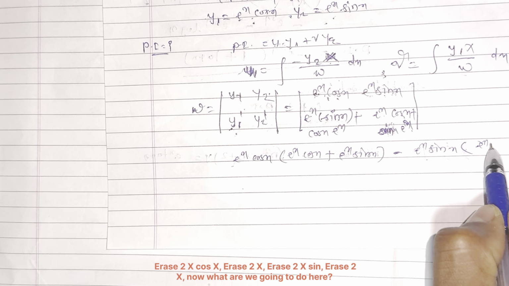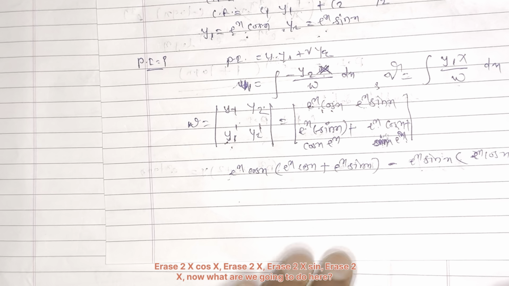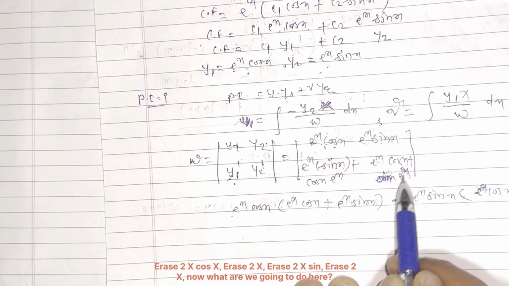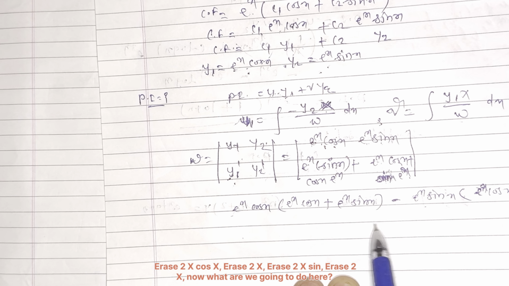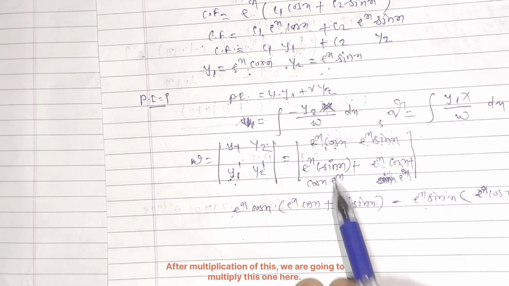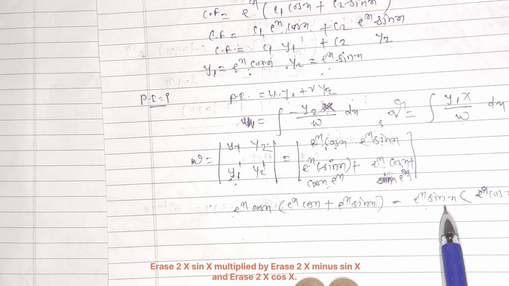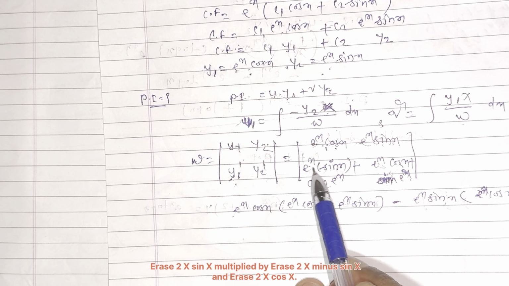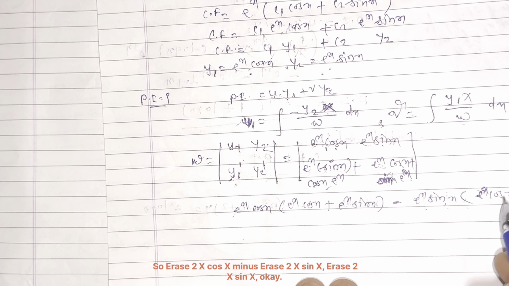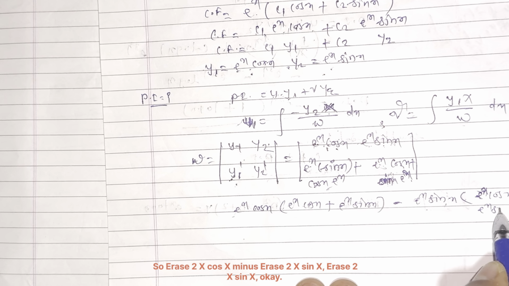Now what we are going to do here, we are going to multiply these two terms. After multiplication of this we are going to multiply this one here: e raised to x sin x multiplied by e raised to x cos x minus sin x. So e raised to x cos x minus e raised to x sin x, e raised to x sin x.